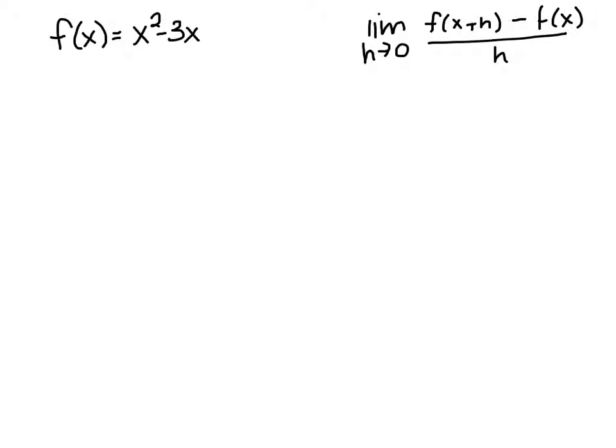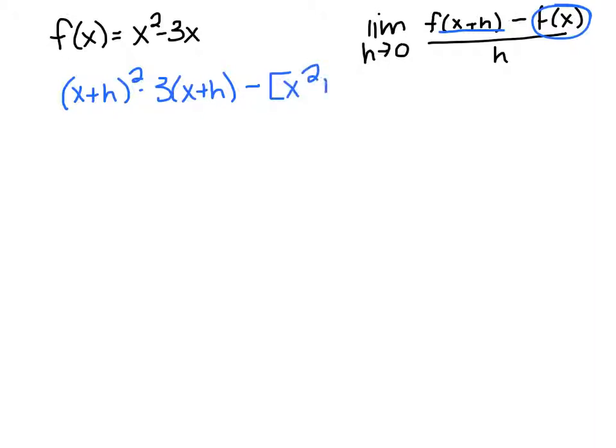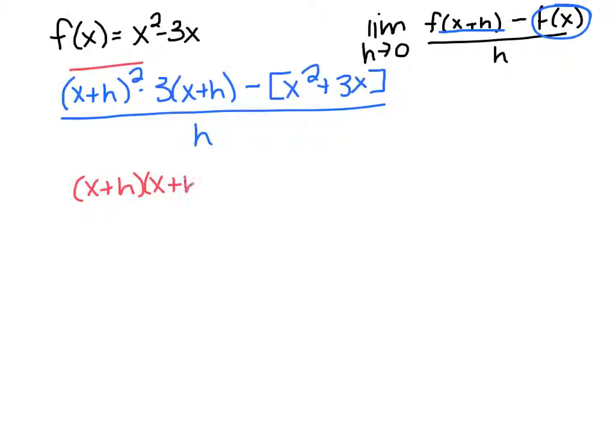Let's look at another one. Again, the first piece, I'm going to replace every x with x plus h. Then I'm going to subtract the function, and the whole thing is over h. So this first part is x plus h times x plus h. When I distribute that out, I get x squared plus 2hx plus h squared.